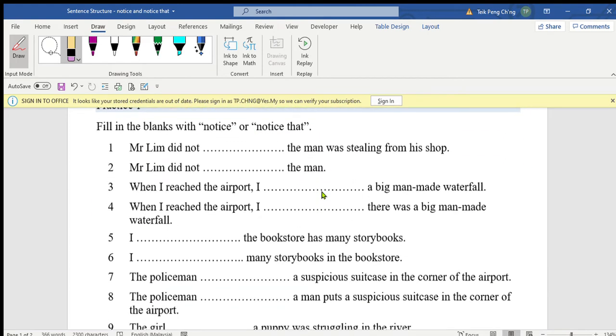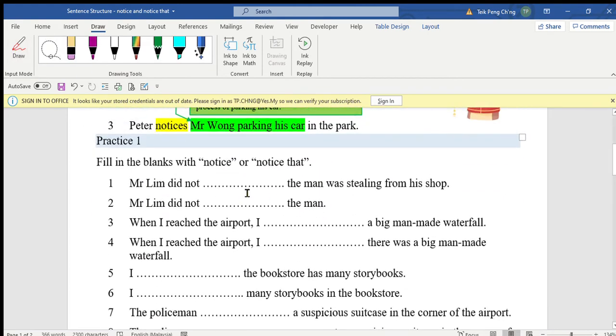Now look at practice number 1. Fill in the blanks with notice or notice that. We need to know that after notice, we need to put a noun phrase. And after notice that, we need to put a sentence. Now look at number 1. Mr. Lim did not notice that the man was stealing from his shop.